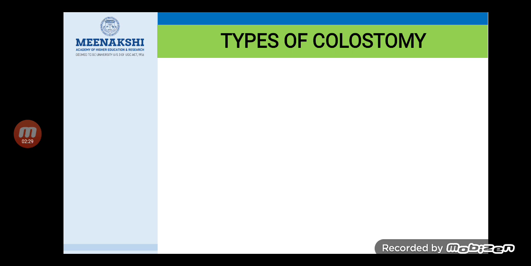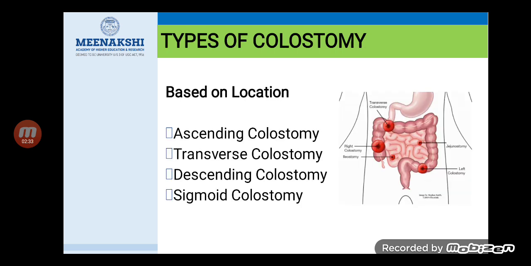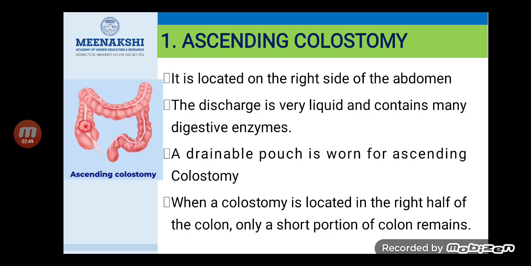Next, we'll see various types of colostomies based on the location. Based on the location, colostomy can be an ascending colostomy, transverse colostomy, descending colostomy, and sigmoid colostomy. Let us discuss each one in detail. First, we'll see the ascending colostomy.